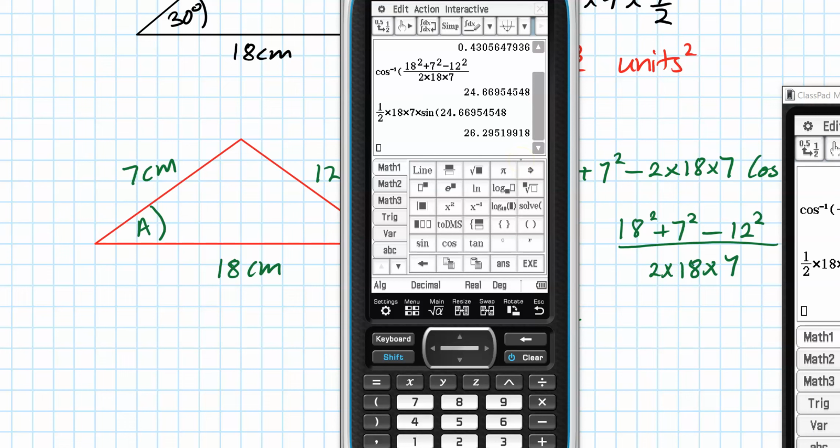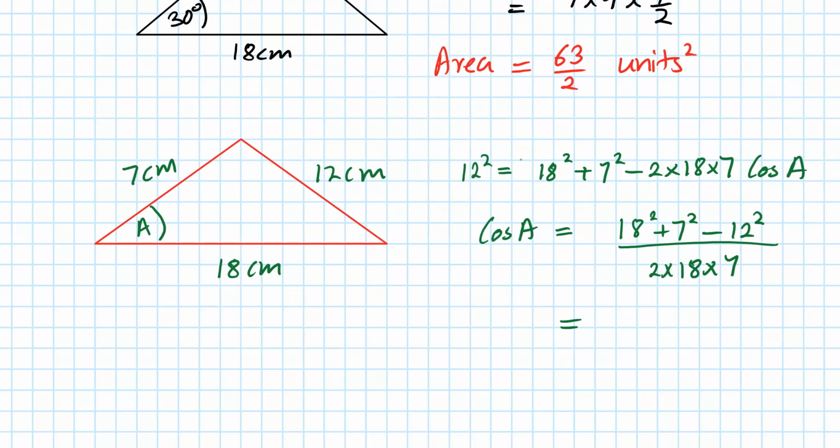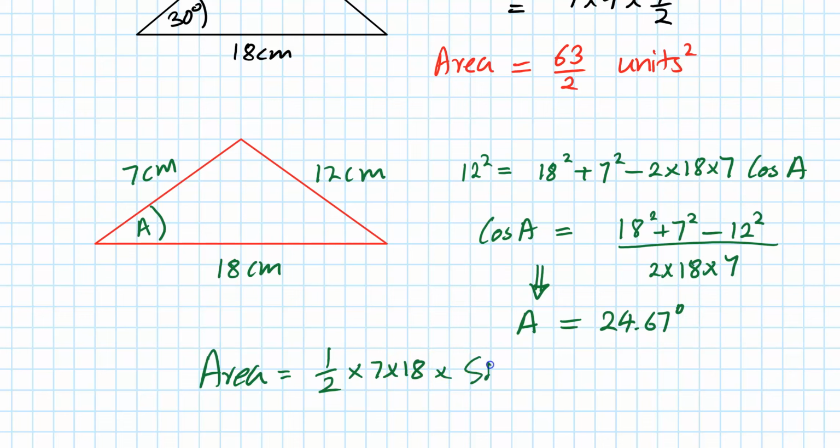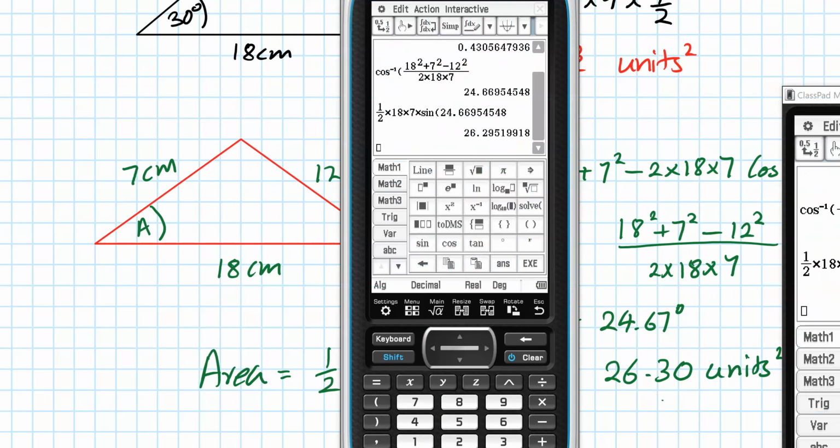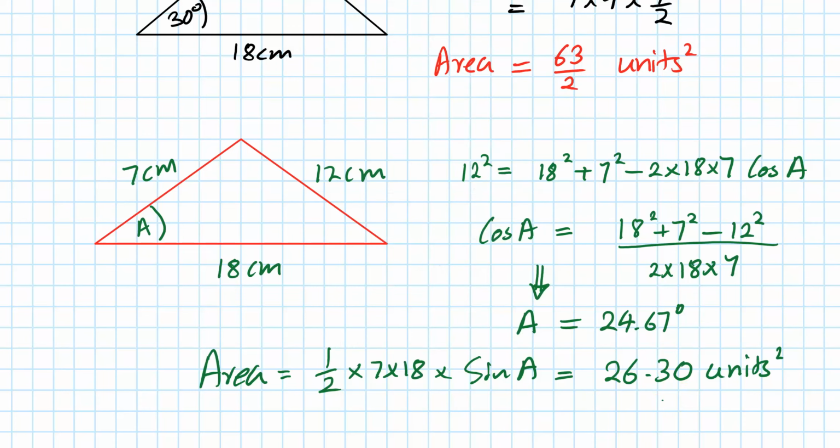So let's write down those two. 24.67 degrees as your A, and then the area is half times 7 times 18 times sine A, and then we got the answer as 26.30 if I remember correctly. Let's go back and double check though. Yes, all good.